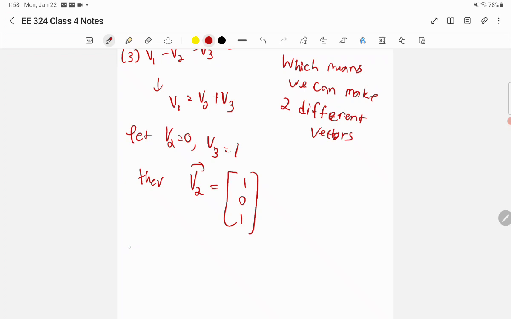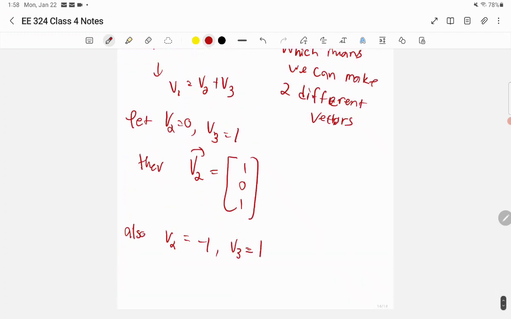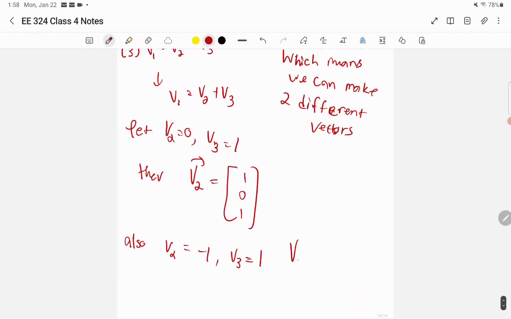We could also choose v2 equal to -1 and say v3 equal to 1. So that would give me another vector, v3. This is why it's important, because we have a choice of variables, so we can pick two different ones, which means that now we can actually make two unique vectors with these equations. This would give me 0, -1, 1.